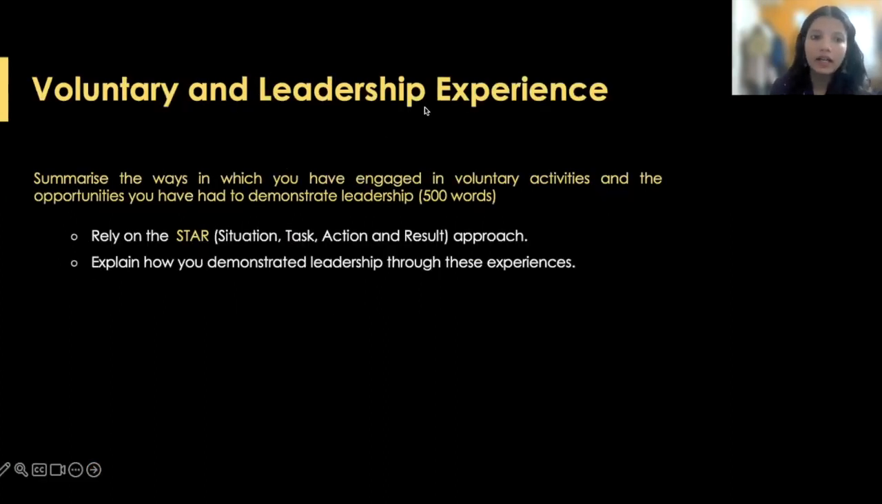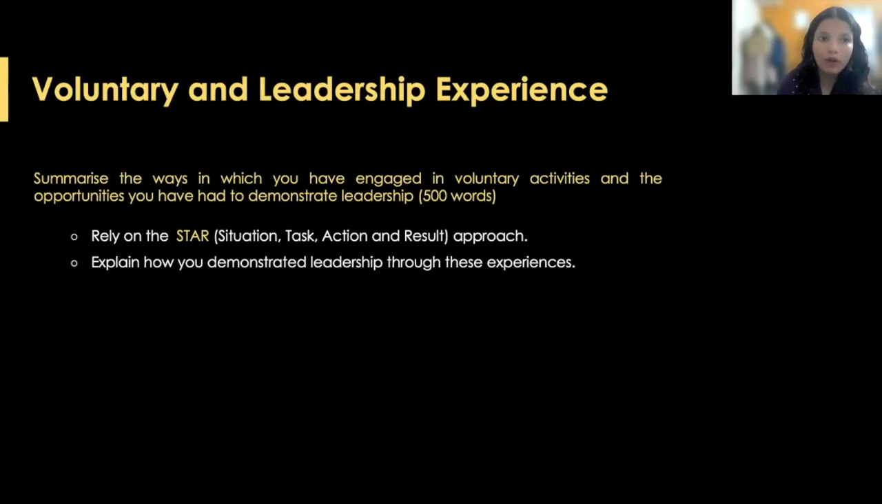And finally, voluntary and leadership experience. Now, the personal statement and the voluntary and leadership experience, both of these are larger in their word limit. They are each 500 words. And this part of the question asks for ways in which you've engaged in voluntary activities and the opportunities you've had to demonstrate leadership. So you can pick and choose some leadership experiences, some volunteering experiences from your journey, and mention how it has brought you so far.